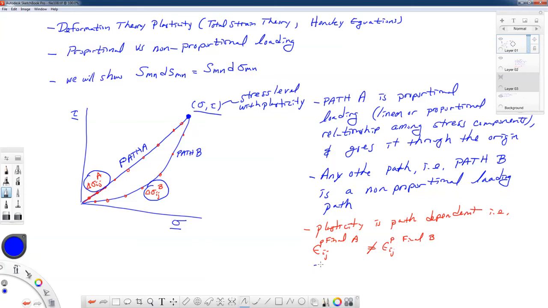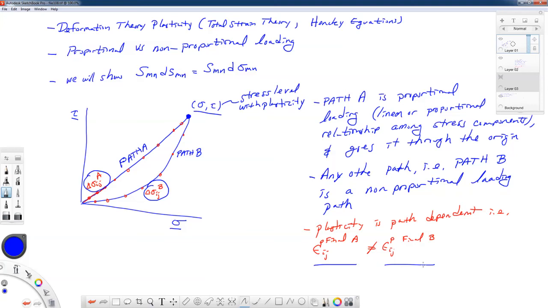But in general, the final plastic strain state for path A is not equal to the final strain state for path B. We do have this path dependency. Now what we can do with deformation theory plasticity is, if we know the path that we're going to follow, we can do a closed form path integration and come up with some equations that'll just tell us what the final strain state is at the end.